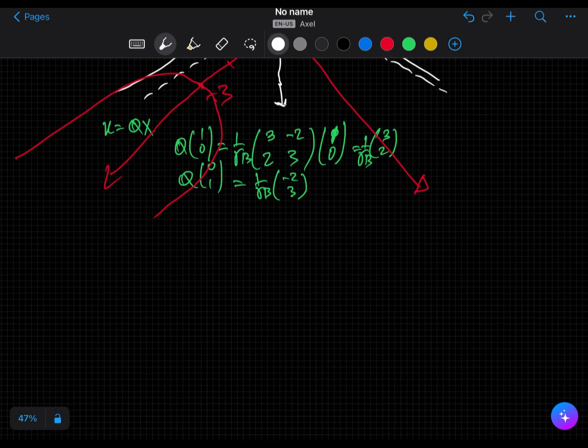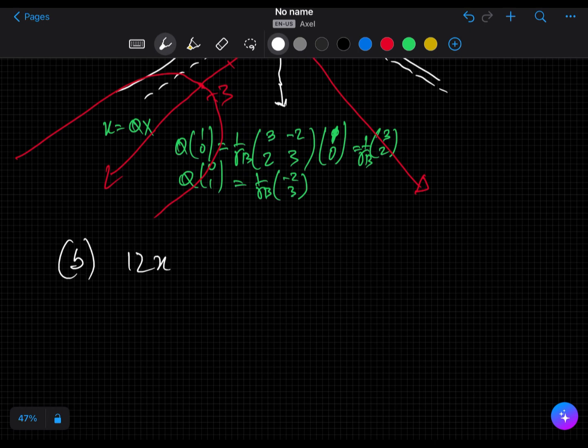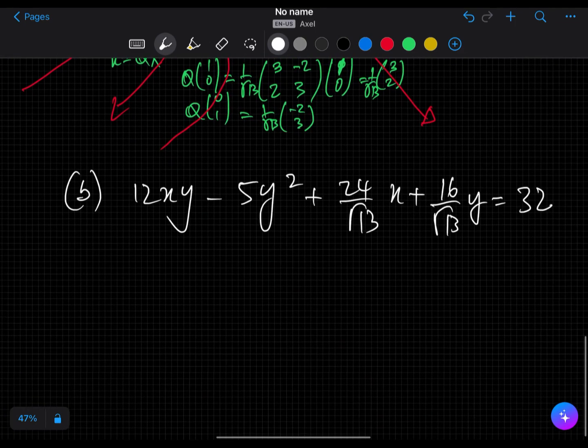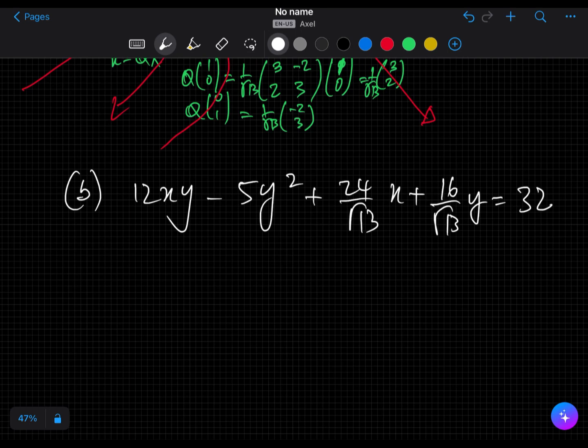Now, you are asked to modify your work to reduce the equation. This is part b. You have to reduce this equation now: minus 5y squared plus 24 square root 13 x plus 16 square root 13 y equals 32. Now you can quickly see some similarities in this equation, right? All the steps will be the same, because the matrix will be the same.